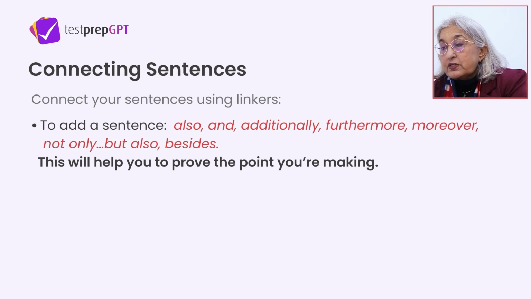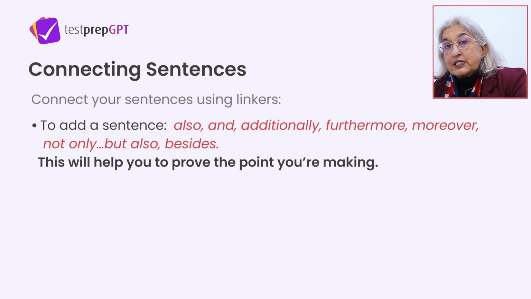additionally. So you say, also, I would like to say that, or an additional point is that, or furthermore, I wish to say, moreover, not only, but also. When you want to put 2 points together, you'll say not only this, but also this. Right? And then another linker that we often use is besides.